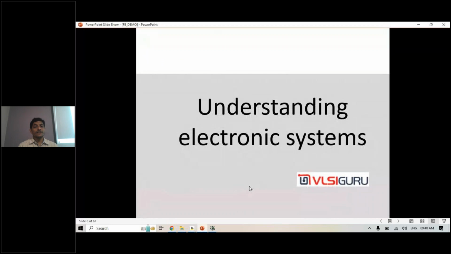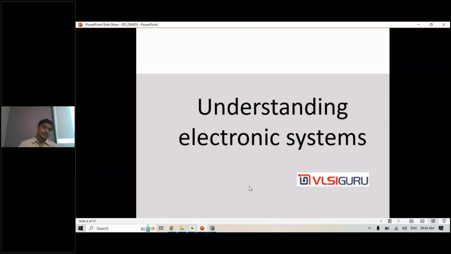First, let's start off with understanding of electronic systems. I'll keep it brief so that we can spend more time on VLSI related topics. What is the agenda for today? Before that, I feel it is important for each of us to know what exactly is an electronic system. Where does VLSI come into the picture? Where does embedded system come into the picture? And how VLSI and embedded systems are related to the other layers.